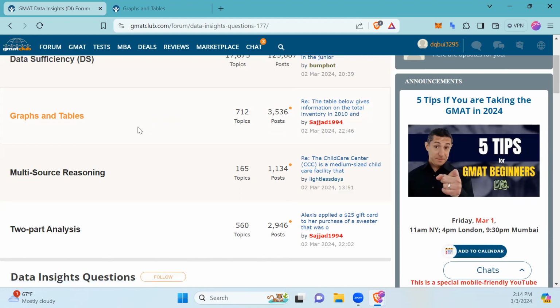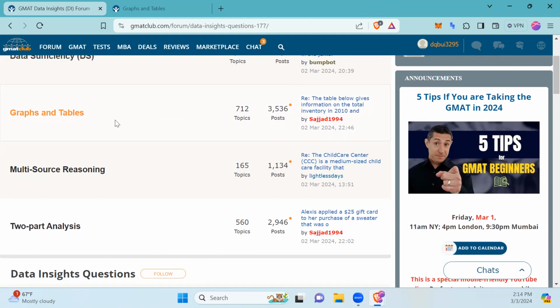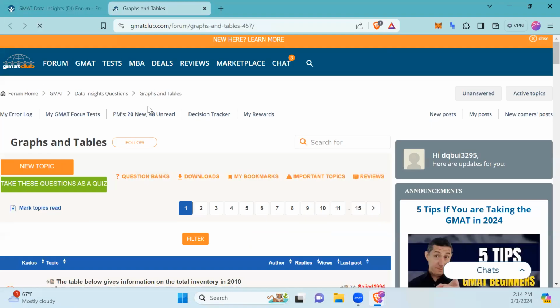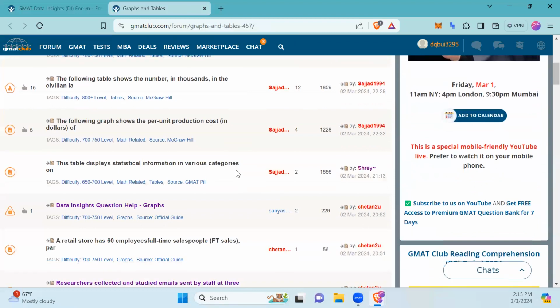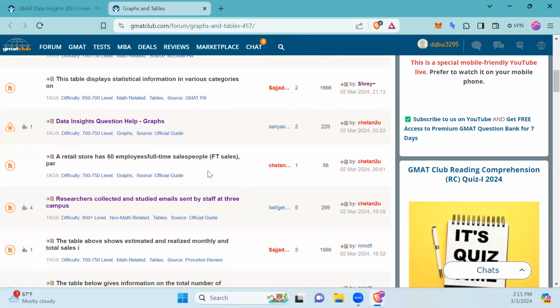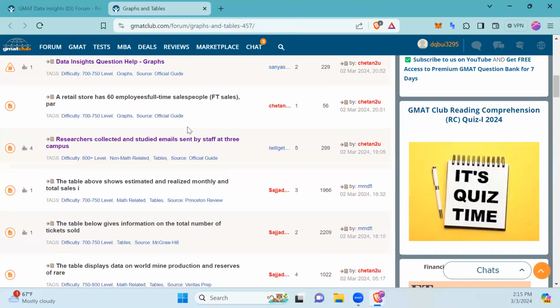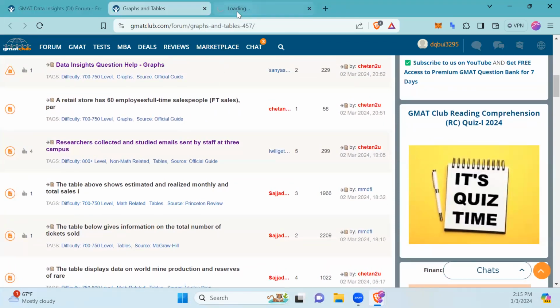So there are three main types of integrated reasoning questions. Number one is graphs and tables. As the name suggests, for graphs and tables, they're going to show us some data in a visualized manner. So let's try this question.